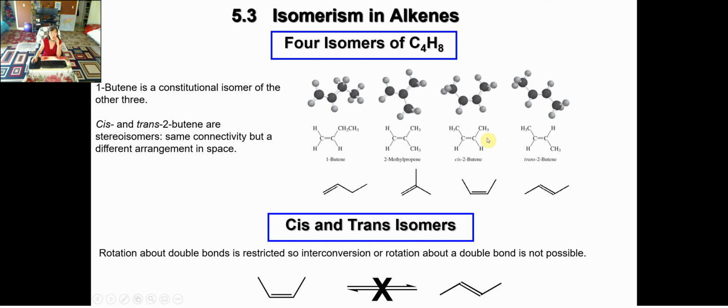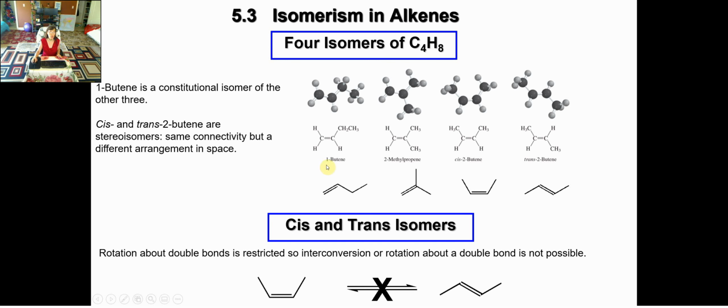So this is also butene, but the carbon double bond between 2 and 3 you call 2-butene. And these 2 methyl groups, the same group, you put them on the same side of the carbon double bond. Therefore, you call it cis-2-butene. Also, these 2 methyl, the similar or the same groups, you put them opposite to each other. In this case, you have trans-2-butene.